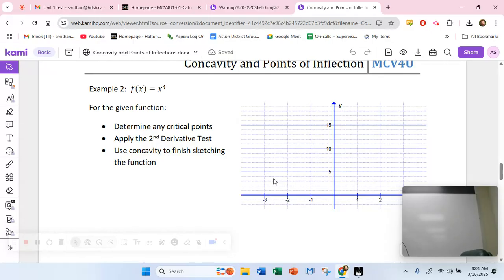All right, so this first example is gonna illustrate what happens when you're trying to graph a function and the second derivative is 0 and the first derivative is 0. It's gonna explain why we can't really draw any conclusions.